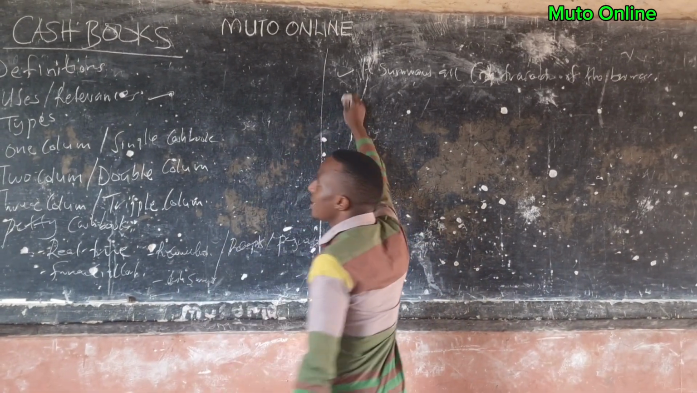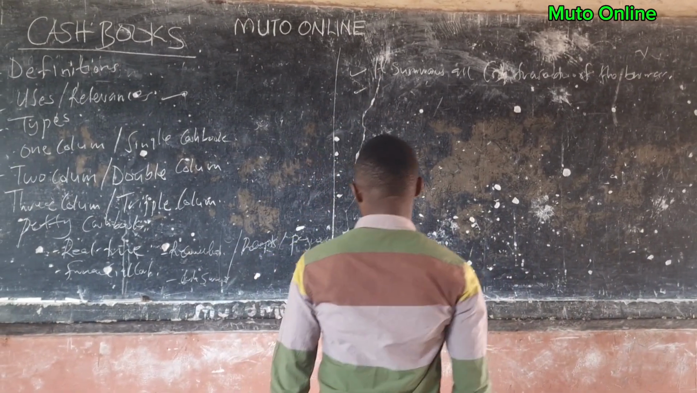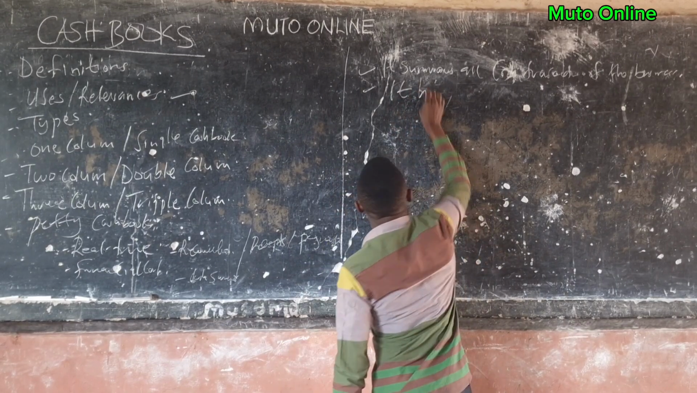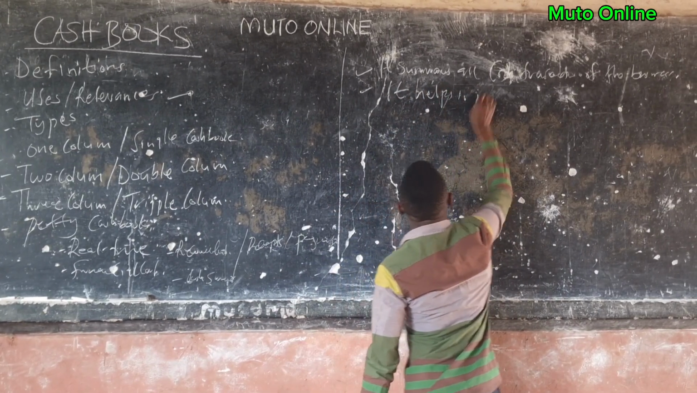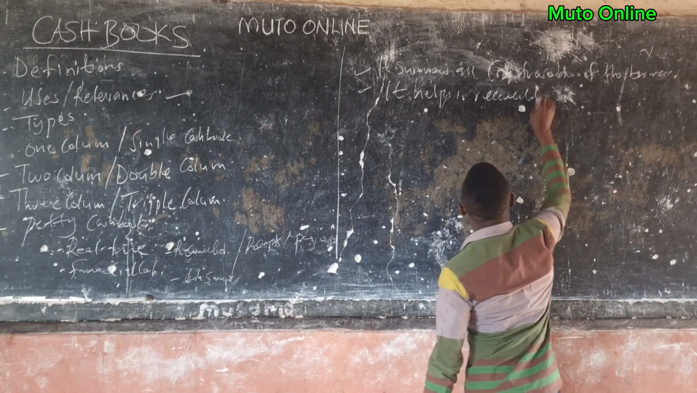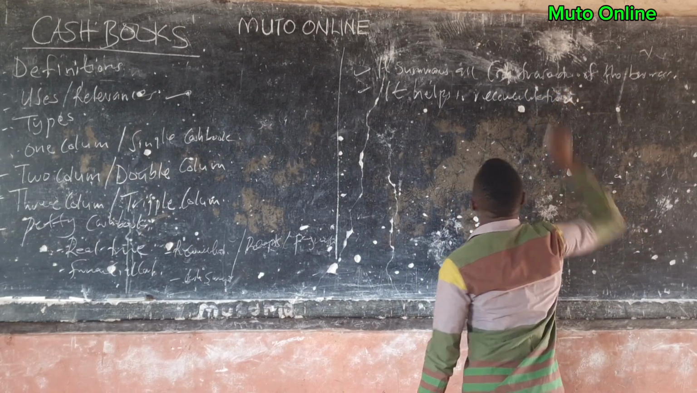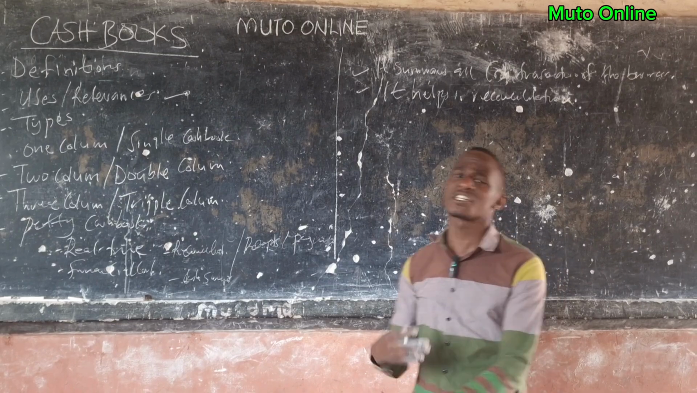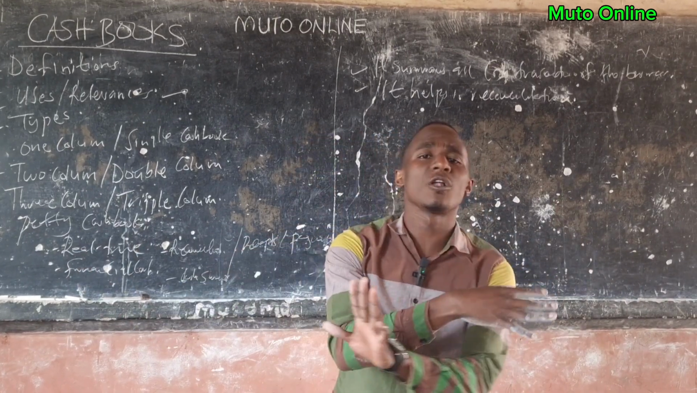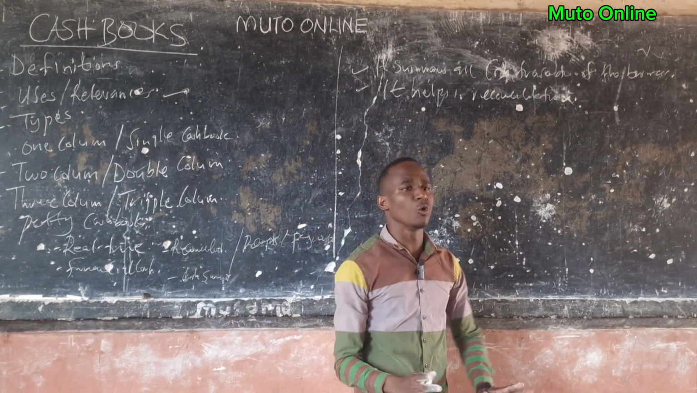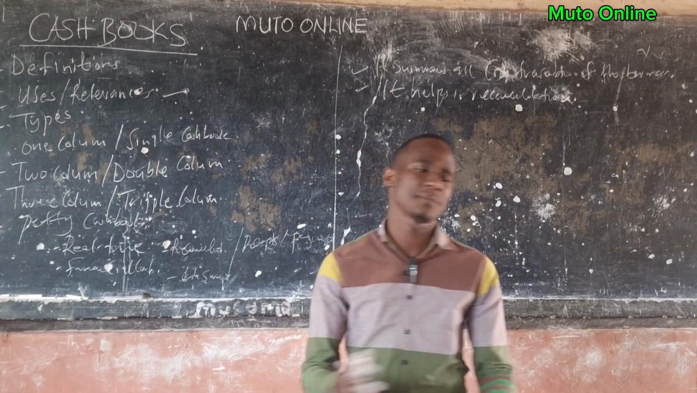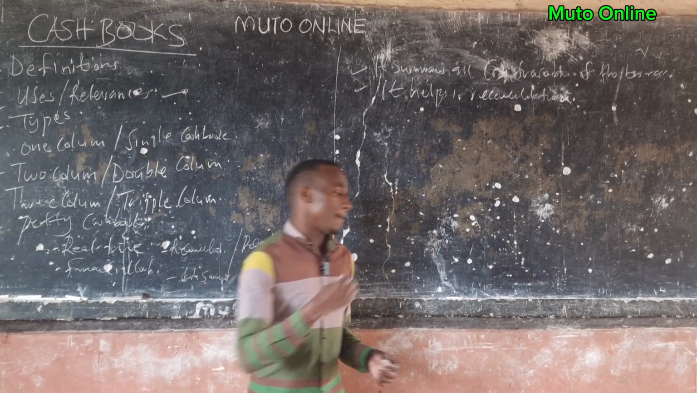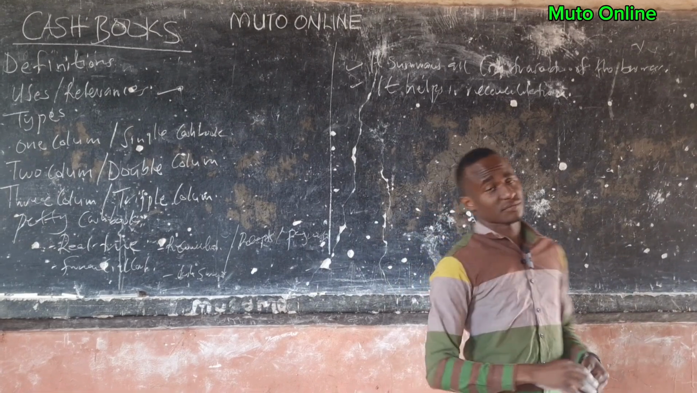And then the second use: a cash book helps in reconciliation. What is reconciliation? This is the process of matching up all cash transactions to those that are made through the bank. Here we are going to look at these transactions that are made through the bank or by check.